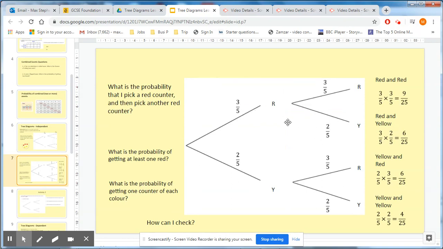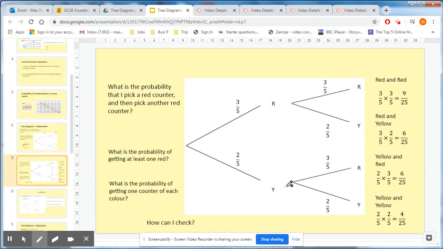So here I've just got all of the probabilities written down. This is exactly the same question as before, except I have also got the probabilities of getting a red and a red, red and a yellow, yellow and a red, and a yellow and a yellow. The final check I can do is say all of these probabilities should also add up to 1. So 9/25 plus 6/25 plus 6/25 plus 4/25 needs to add up to 1. If it doesn't add up to 1, I've made a mistake somewhere. I can go back and I can double check.